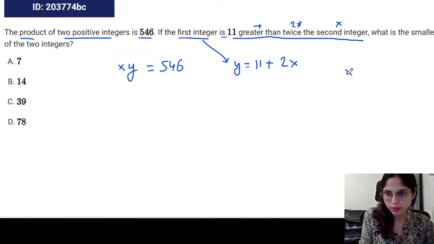Okay. So what is the smaller of the two integers? X is going to be the smaller because y is 11 greater than twice the second integer, so it's quite big. And why do we know? Because they are positive integers.